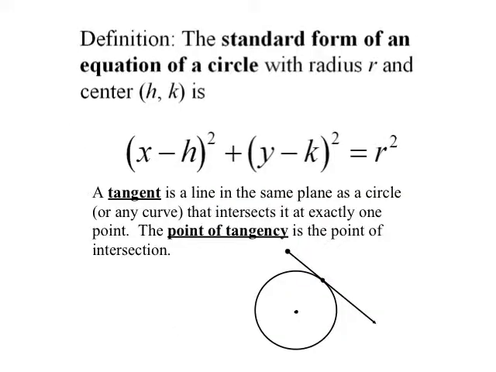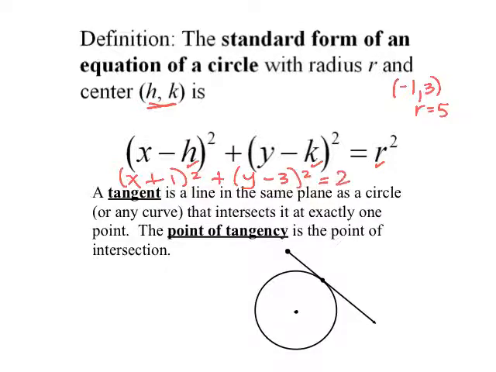So using that information that we were given, the center h, k can go into the standard form of the equation of a circle right here and here, and of course the r length goes here. So for instance, if you were given a circle with a center at -1, 3, and a radius of 5, and I were to plug those values in, you'd end up with x minus -1, so +1 squared, plus y minus 3 squared equals r squared, which is 5 squared, or 25.